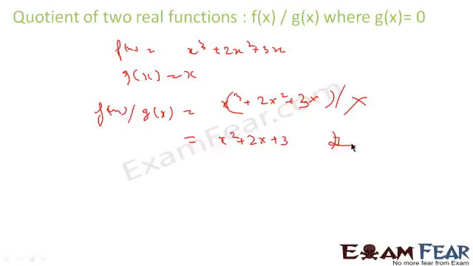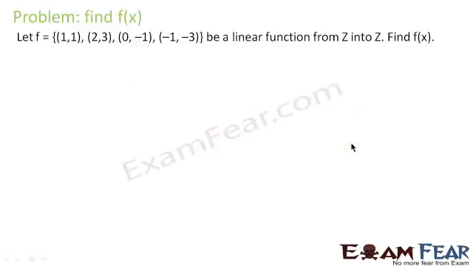Thus we have seen that we can add two functions, subtract two functions, divide two functions, multiply two functions, or multiply a scalar to a function. Now we have a set given in the form of x comma y. We have to find the linear equation. A linear equation is always in the form y is equal to mx plus c.